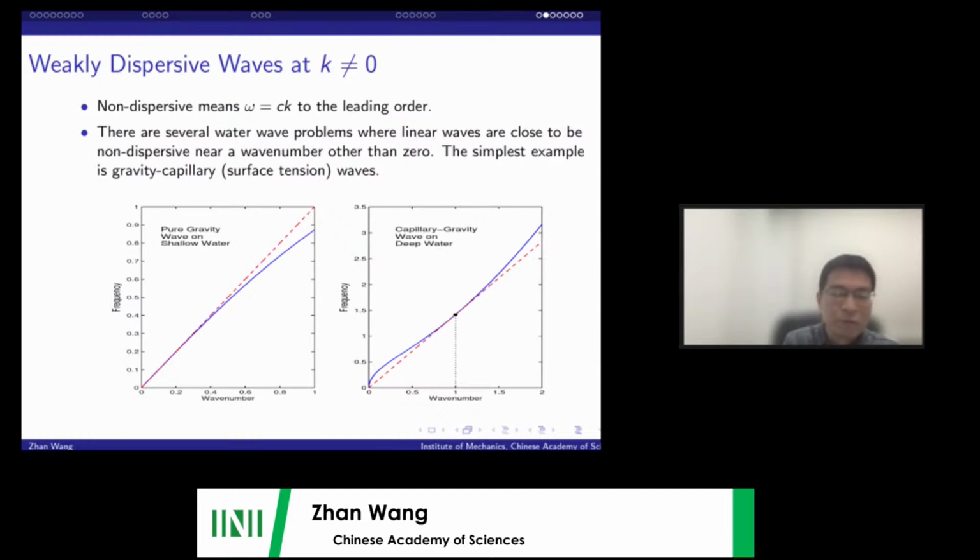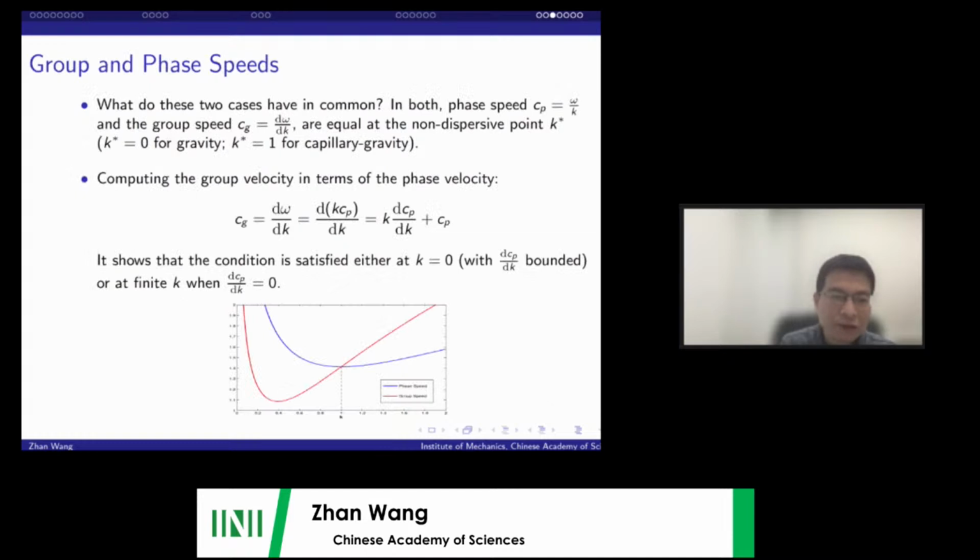The left panel is for pure gravity waves in shallow water, the KdV regime, and the solid line is the dispersion relation. The dashed line is the tangent line at the origin, which shows that k equals 0 is a non-dispersive point. The red panel is the dispersion relation for the capillary gravity wave in deep water, and the non-dispersive point occurs at k equals 1, since the tangent line at this point goes through the origin. That means the non-dispersive point can occur both at zero wave number and non-zero wave number.